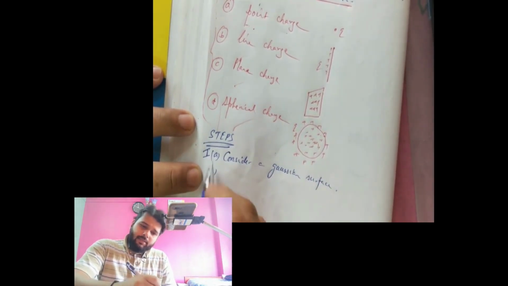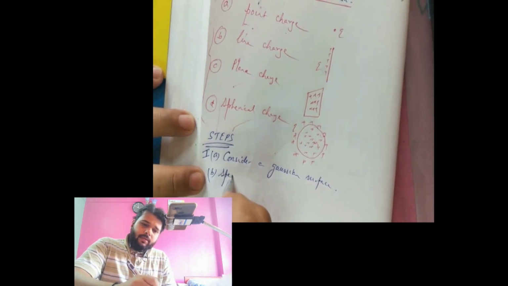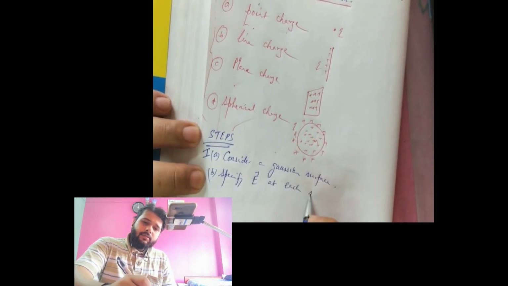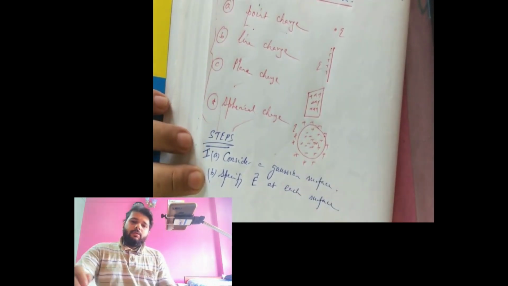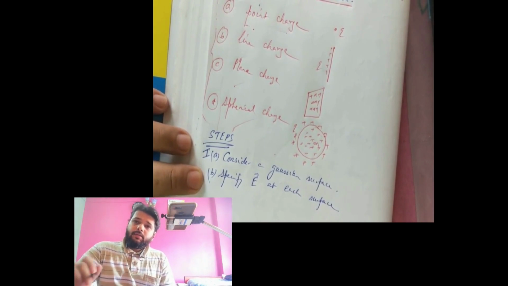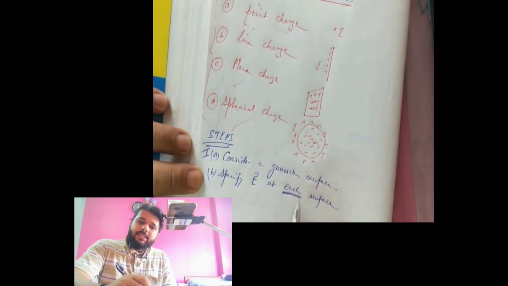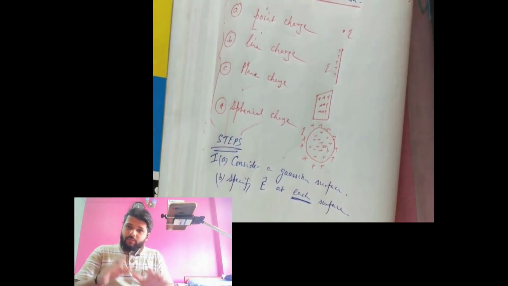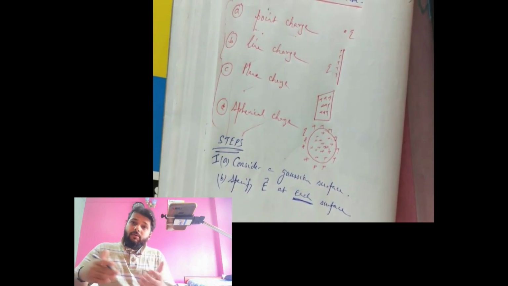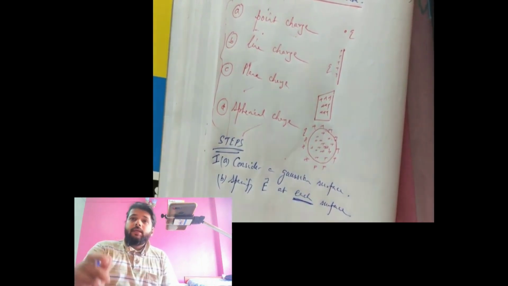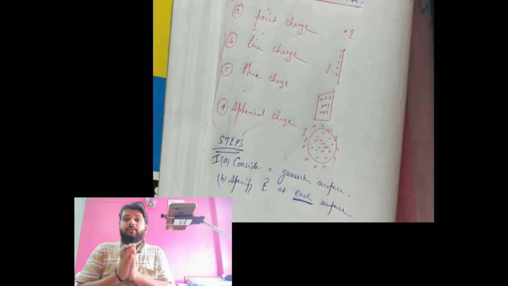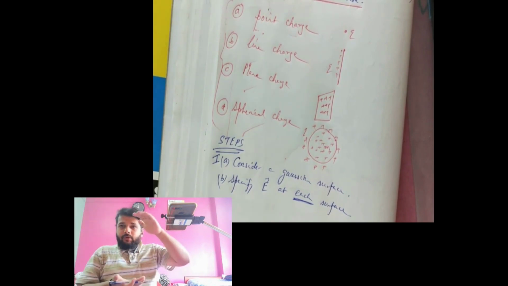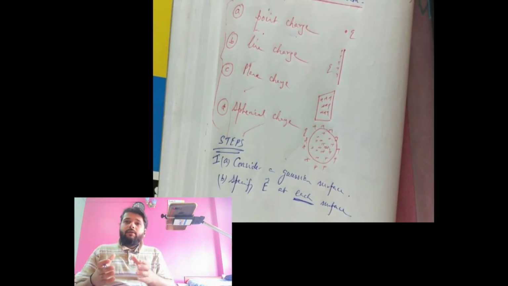Okay, next, the second part of the first step: specify E, the electric field, at each surface. Why are we writing "at each surface"? Because Gauss's theorem is related to a closed surface, and when I draw a closed surface, there can be more than one surface. In case of a sphere there will be only one surface, but in case of a cylinder, there will be a top surface, a bottom surface, and a curved surface.